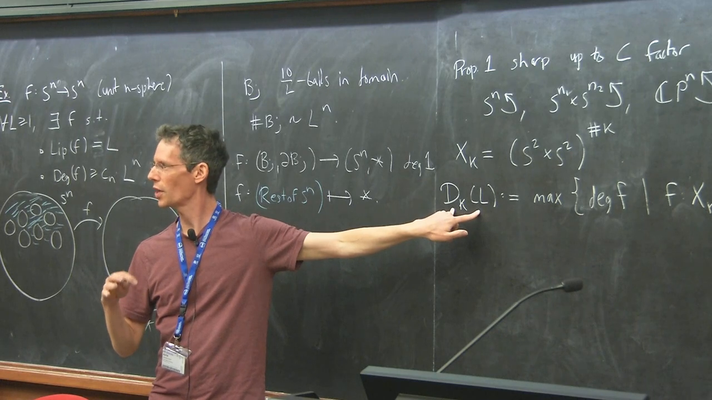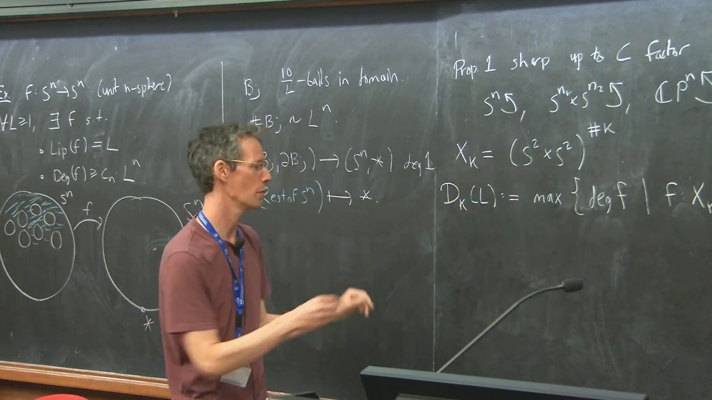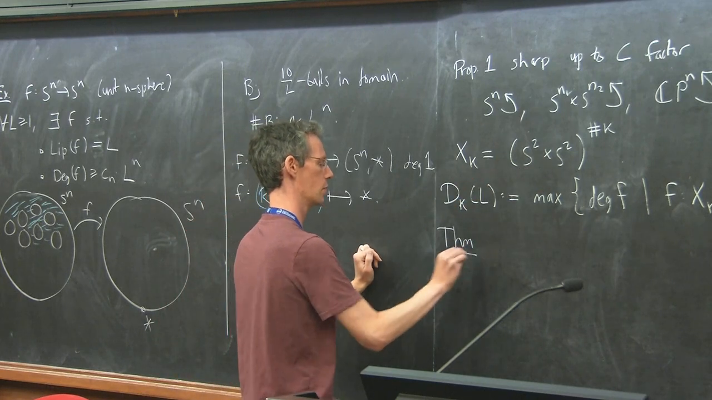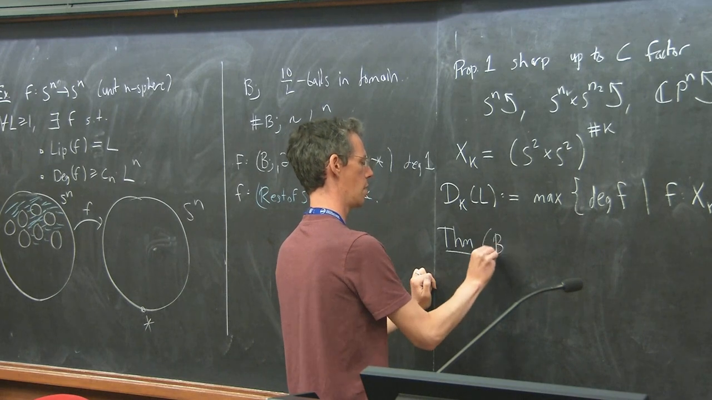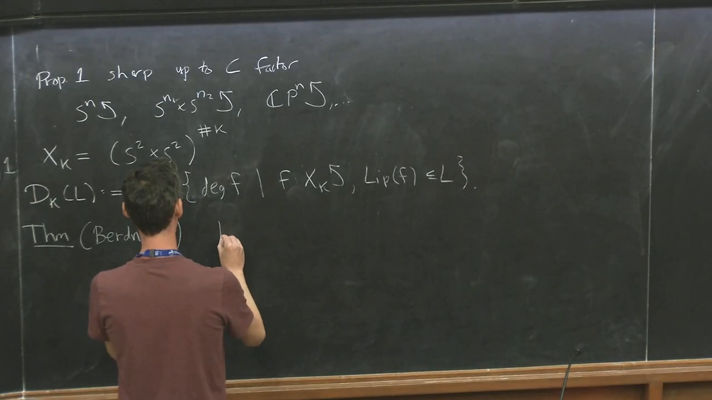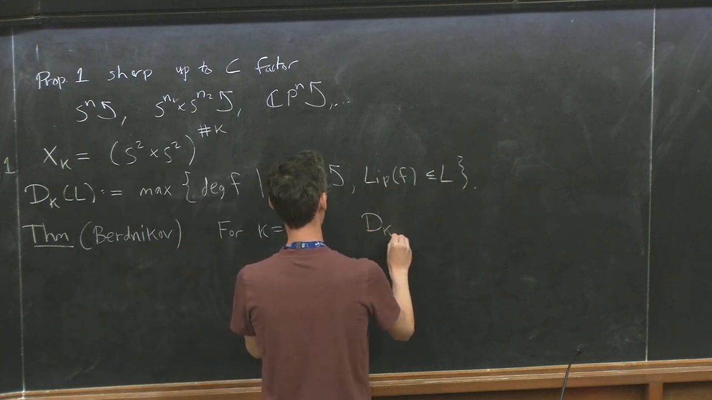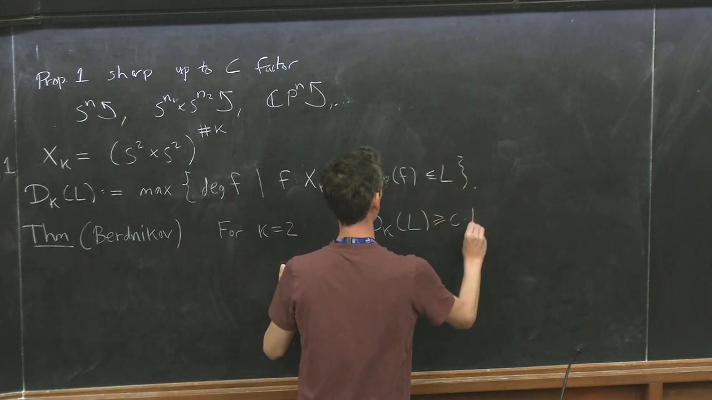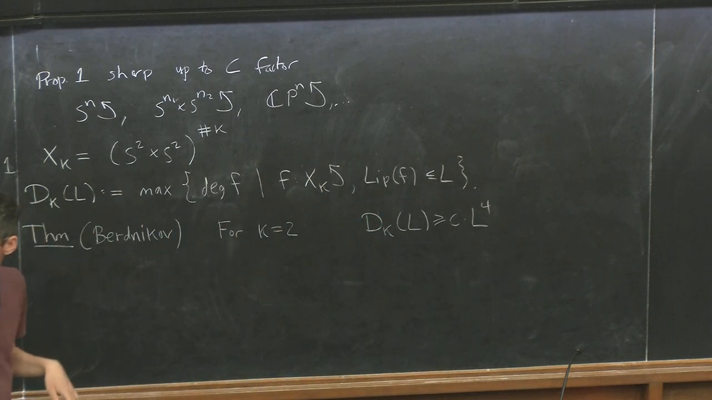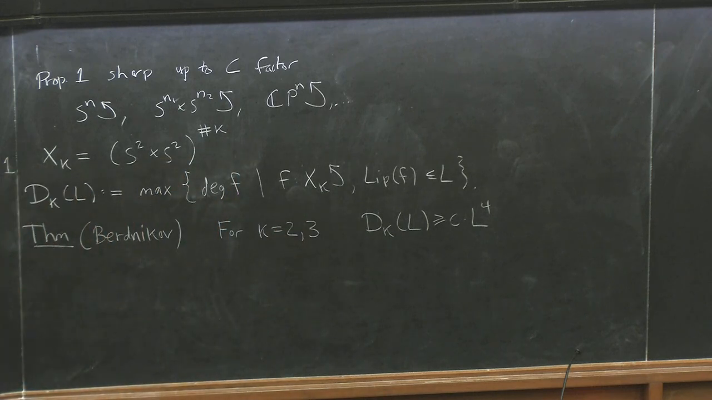And my graduate student, Sasha Berdnikov, made a cool construction for S2 cross S2, connect sum with itself. So he proved, Berdnikov, that for k equals 2, D sub k of L is at least a constant times L to the fourth. And his construction also works when k is 3. And he described this to me in my office. And then he said, but I think k equals 4 will be different.